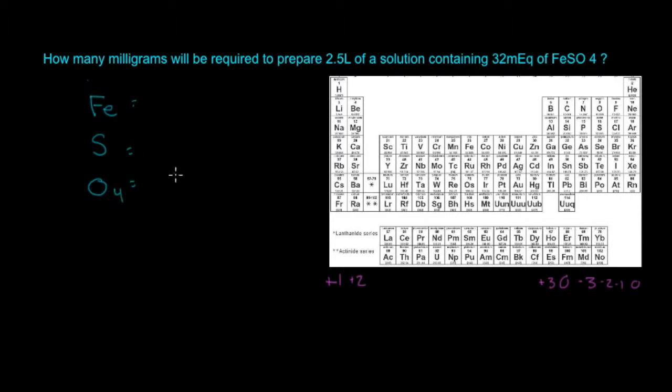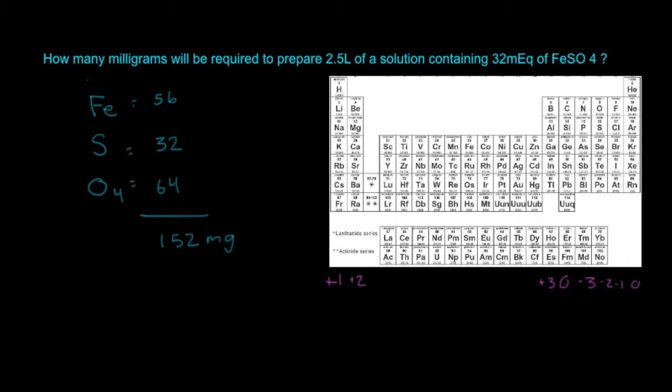Okay, so iron is going to be 56, sulfur is going to be 32. Oxygen, 16 times 4, is going to be 64. When you add all those together, you're going to have 152 milligrams. All right. Now, what do you think the next step is going to be? Do you remember what the next step is?